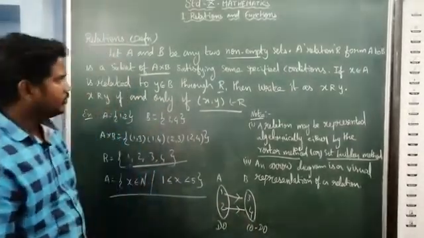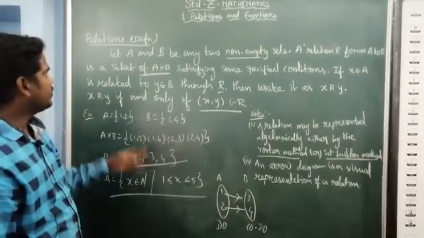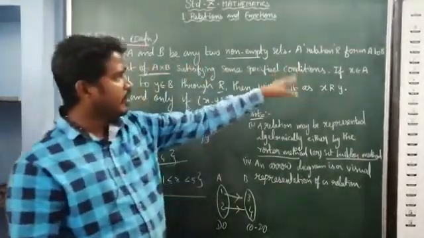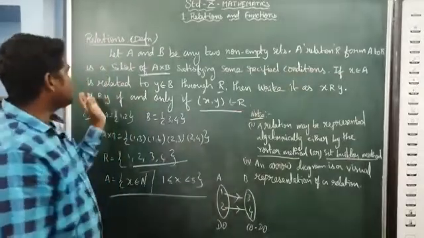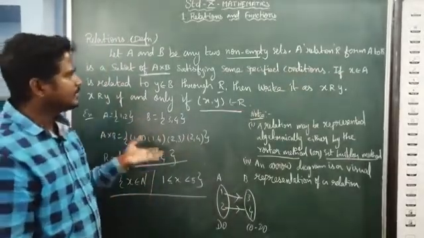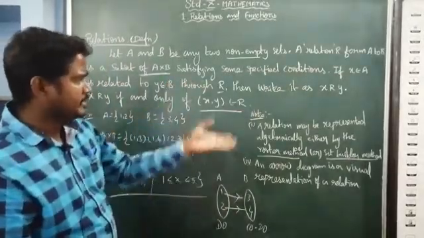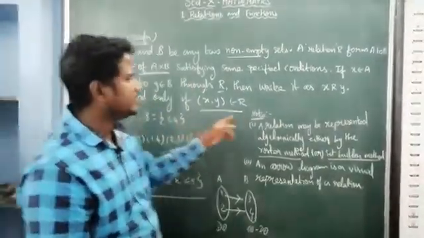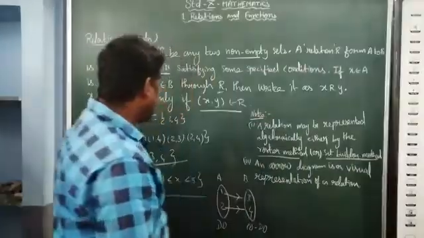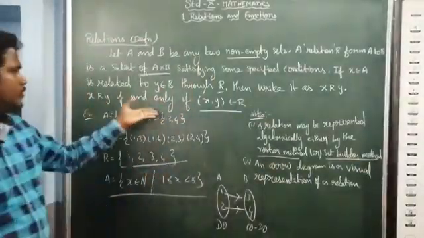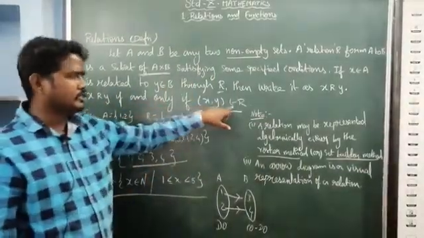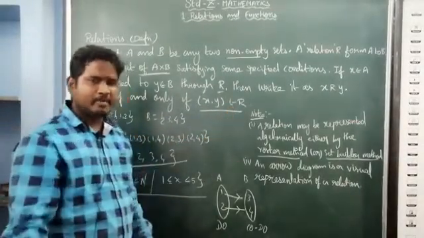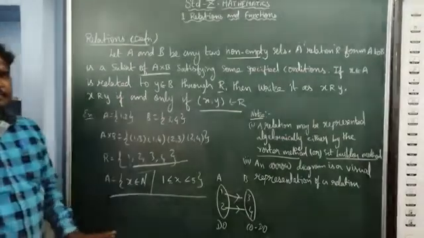Therefore, I will read the definition once again. Let A and B be any two non-empty sets. A relation R from A to B is a subset of A cross B satisfying some special conditions. x belongs to A is related to y belongs to B, we write it as x relation y. x is related to y if and only if (x, y) belongs to R.